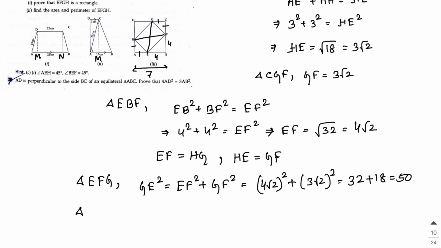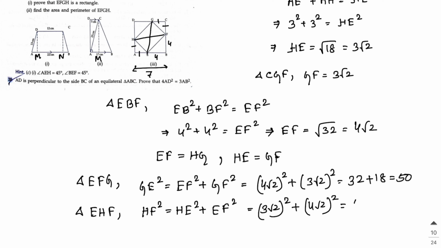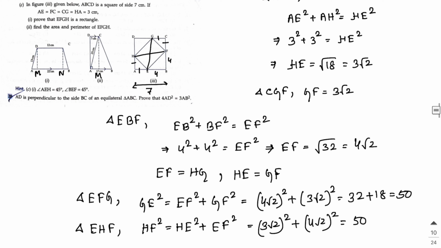Now from the next triangle EHF, you can write down here HF square equal to HE square plus EF square. So HE means here 3 root 2 square plus 4 root 2 square, that means again 50. So as here HF is equal to GE, and the opposite sides are equal, that means you can write down EFGH is a rectangle. Clear?